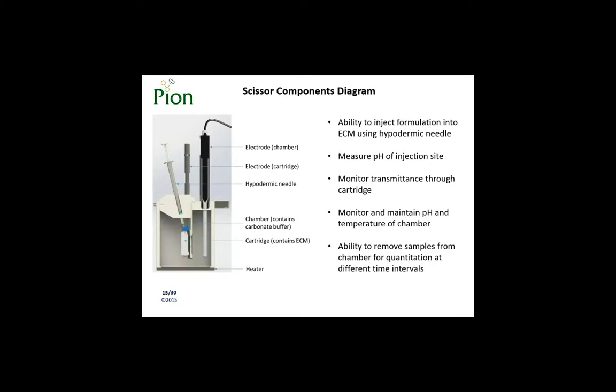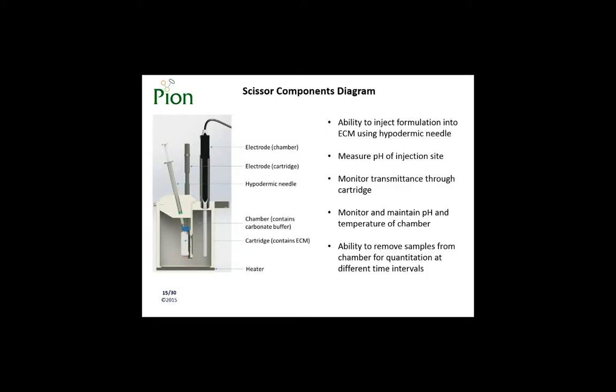This diagram shows a cross-section of the SCISSOR chamber during an experiment. A cartridge, which contains a simulated extracellular matrix, is held submerged in the center of the chamber, which is filled with 300 milliliters of carbonate buffer. The extracellular matrix is designed to simulate the injection site, and the carbonate buffer simulates the infinite sink of the body's circulatory system.